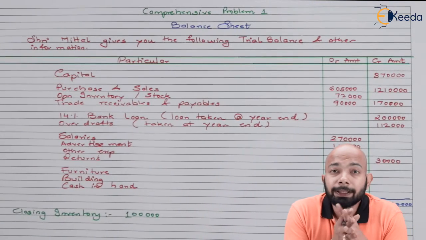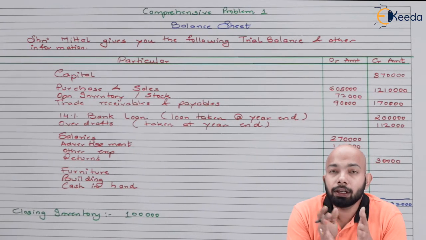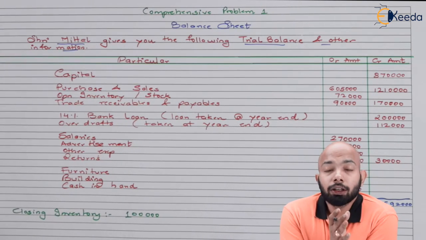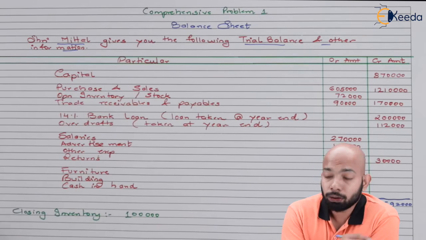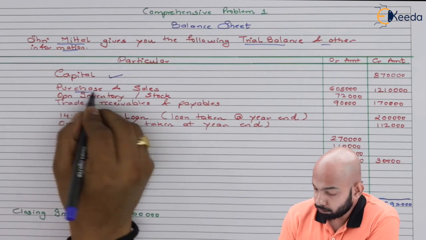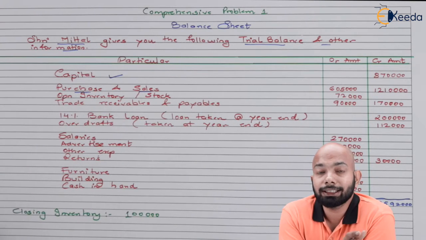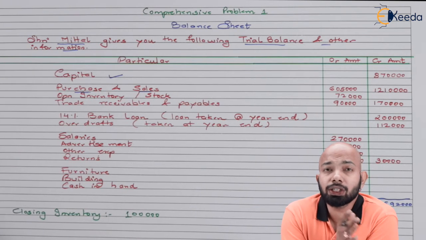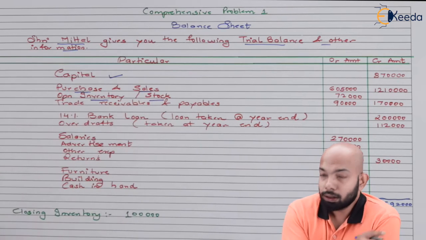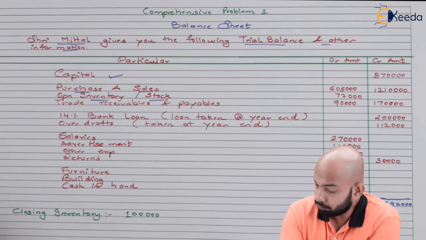Now, the question has been given to us. It is about Sri Mittal Industries Limited, who has given the following details of the trial balance and other information related to it. Now, the first thing that they've given here is the capital amount, which is 8,70,000. Purchase and sales has been given as 6,05,000 and 12,10,000. 6,05,000 is the purchase, 12,10,000 is the sales here. Opening inventory or stock, or rather opening stock, has been given as 72,000.